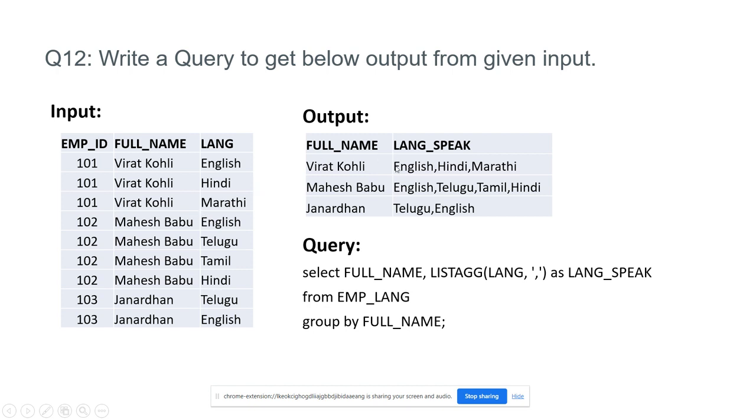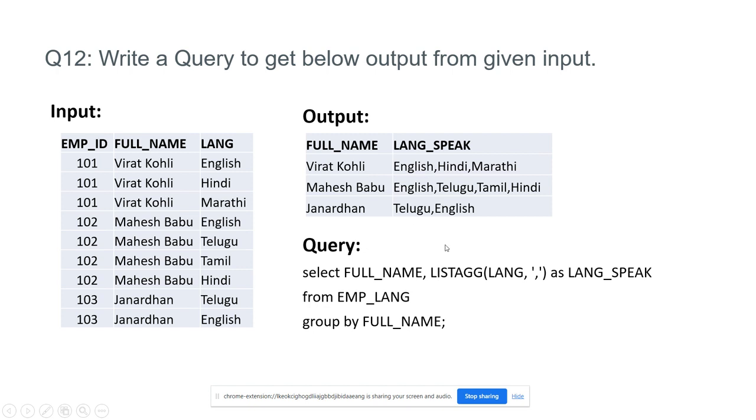But I want my output like this. I don't want to see multiple rows for this. I want to see just the name of the employee and what languages he can speak. Suppose Virat Kohli can speak all these languages. I want to separate all these values by using commas. So how to do this?